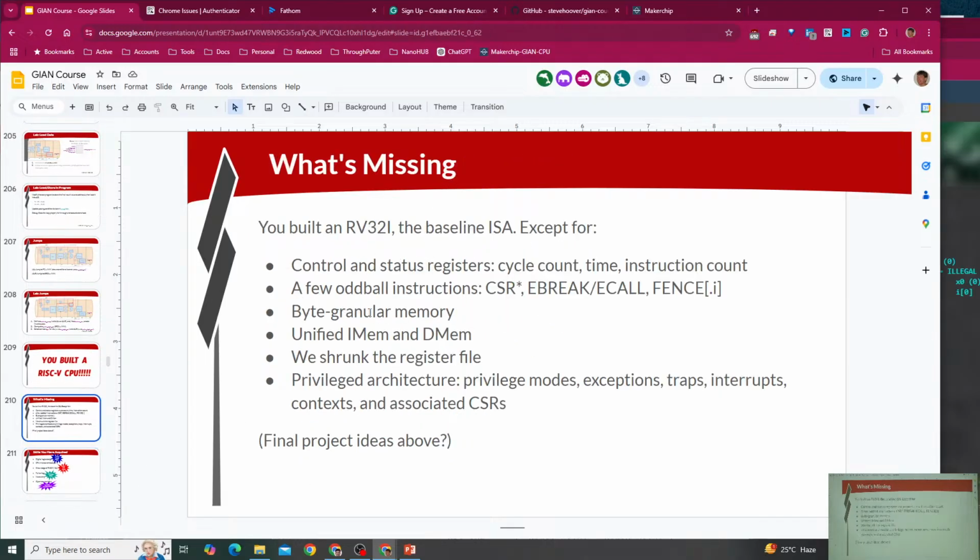So all of these things that are missing are potential project ideas, right? You could add these capabilities into the CPU if they're things that particularly interest you.